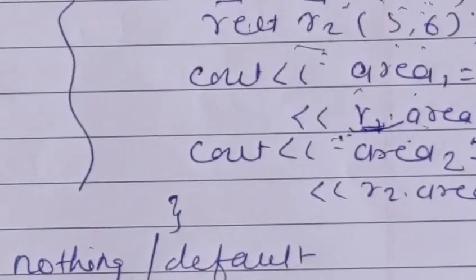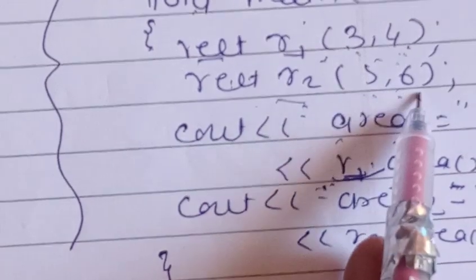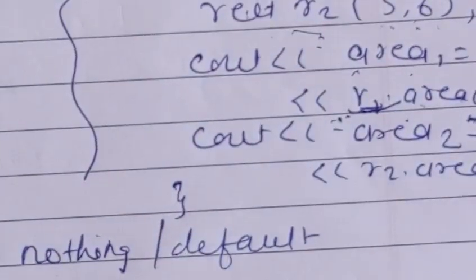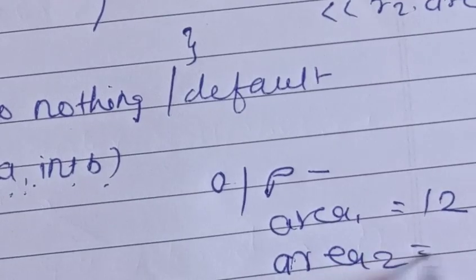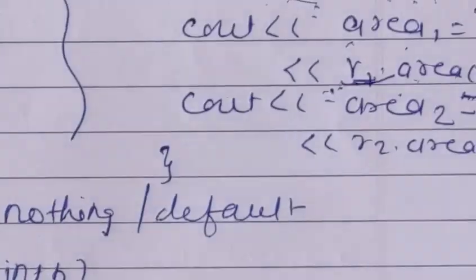Now next, what are we passing here? For rect 2, 5 and 6. So height and width are initialized to 5 and 6. So 5 into 6 will be 30. So the area of rectangle 2 will be 30. So this was the program for constructors in C++.